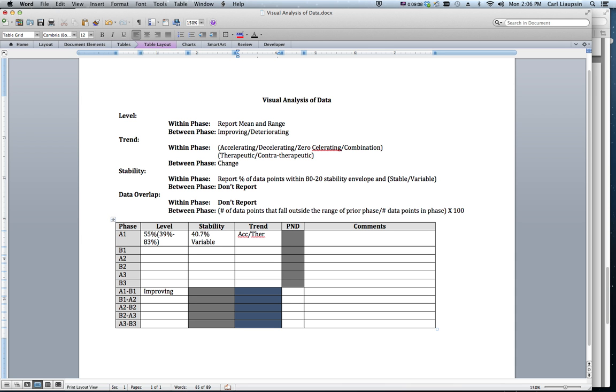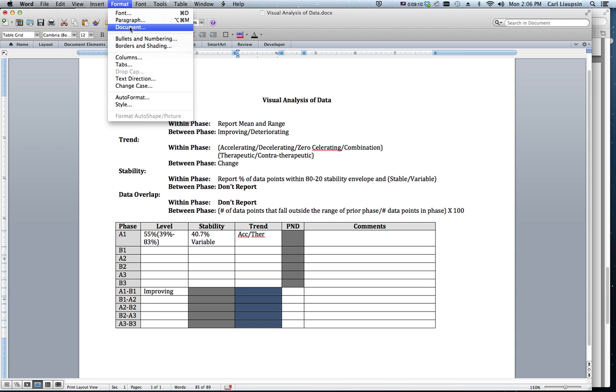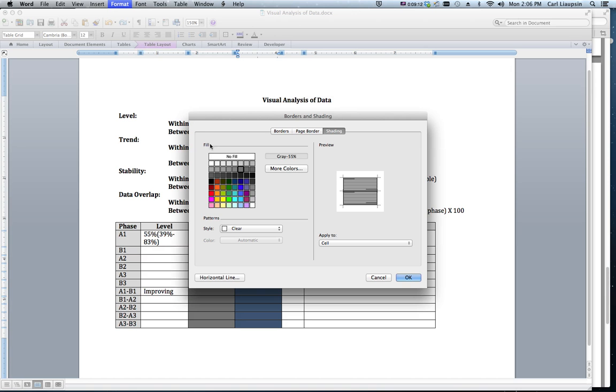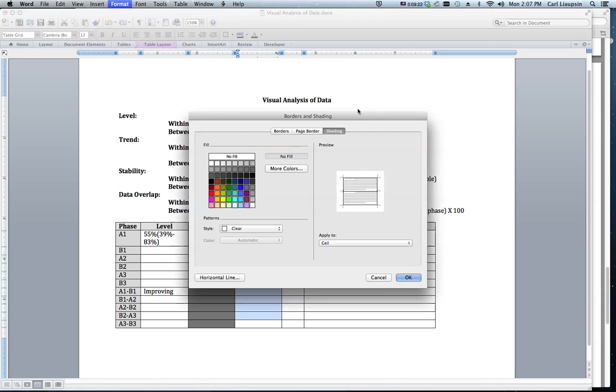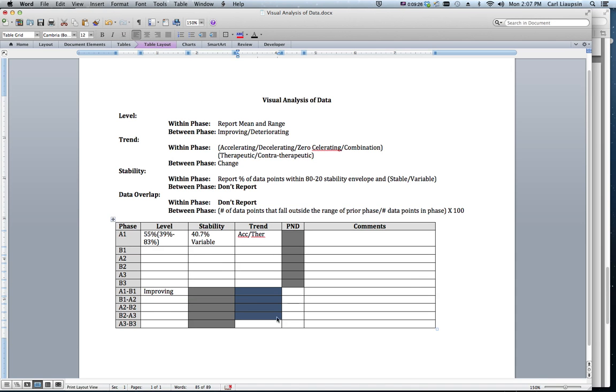And I'm sorry, that's darkened. Let me change that. It won't be that way on yours. Shading, no fill. Okay. So we're going to say, oops, data overlap. Nope, hold on here. That should be darkened. Excuse me, guys. Been a long day. All right. Let me get that one too.